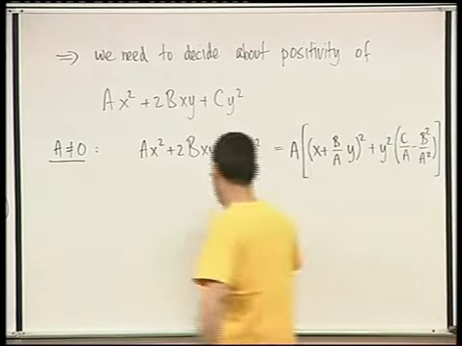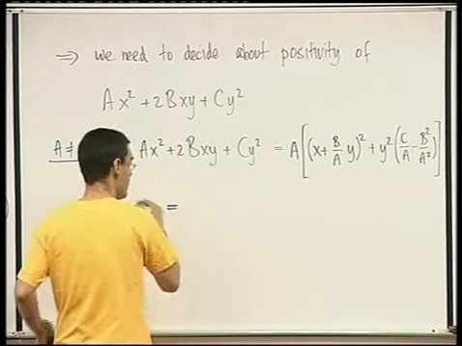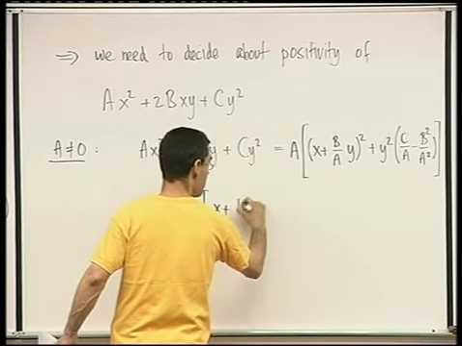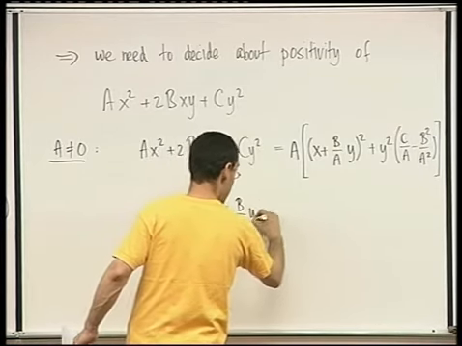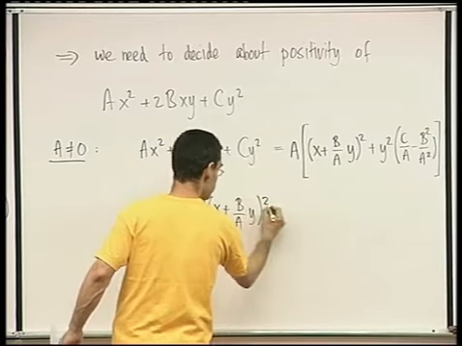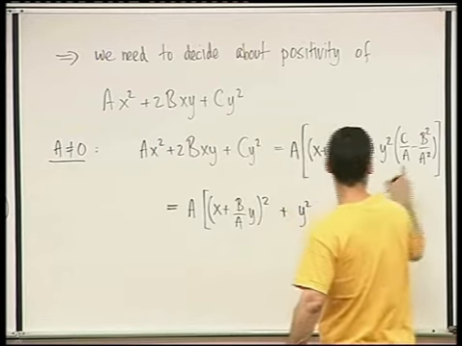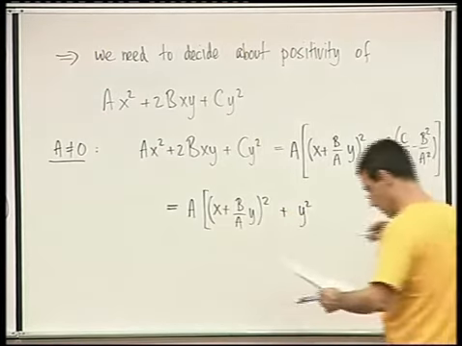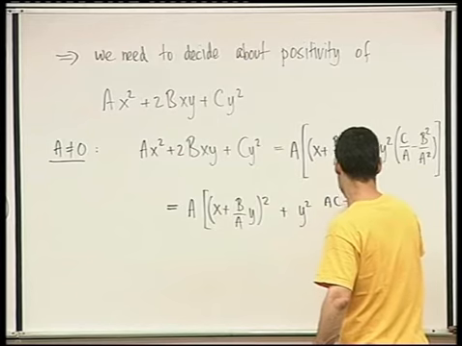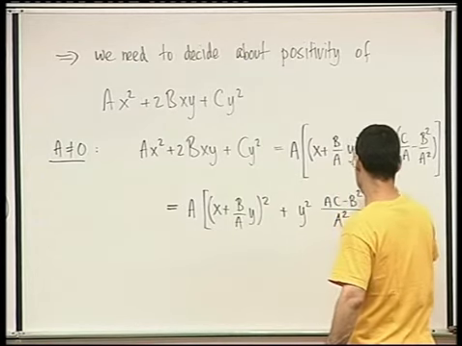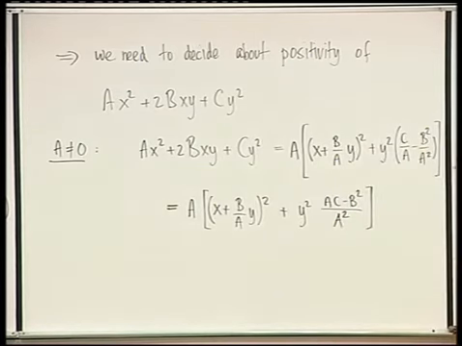Okay. And I'm going to take one more step and rewrite that as a times x plus b over a y, all of that squared, plus y squared, and I'm going to do a common denominator here. So I'm going to get ac minus b squared divided by a squared. Do you agree to this? Good, everybody? Okay.